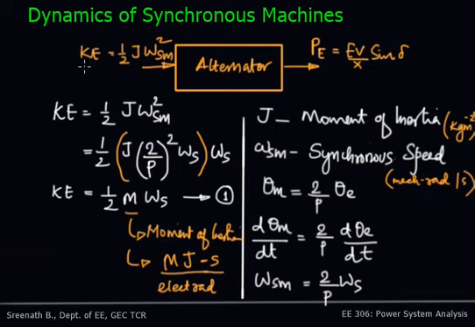Now the kinetic energy that is available to the rotor comes from the mechanical input that is being fed into the rotor. That mechanical input is converted to kinetic energy, and that kinetic energy, through the interaction of the magnetic and electric fields, is converted to electrical energy, and you will be getting electrical energy at the output. That is given by EV by X sin delta.